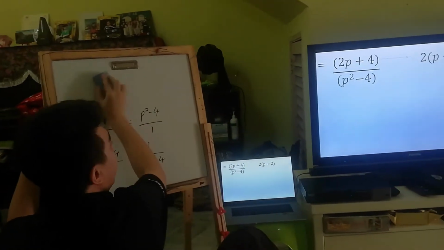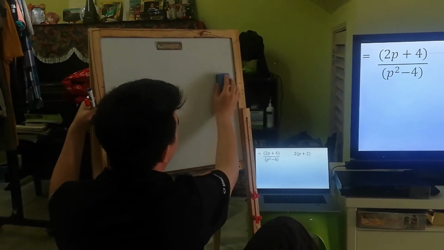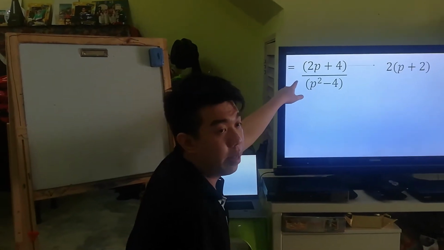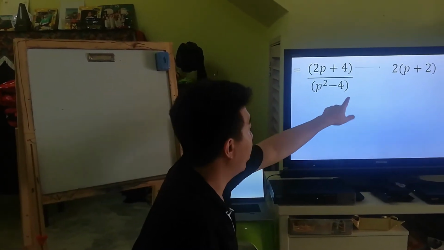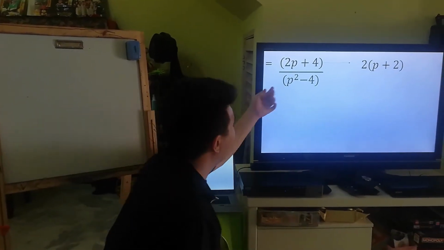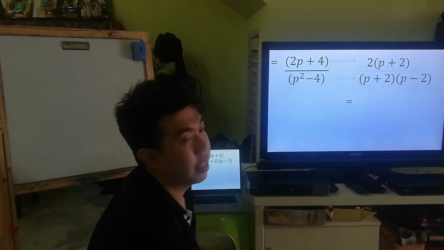So you have learned factorization last time. So you see on top, the top part, you can factor out 2. See, the same term is 2, so you factor out 2. You get 2, bracket p plus 2. What about down there? There's no same number here. How do you get this?